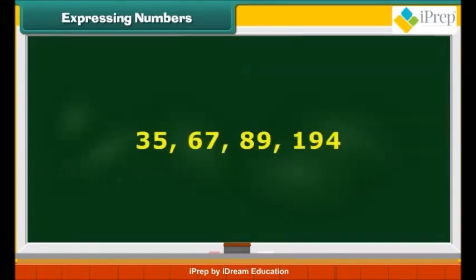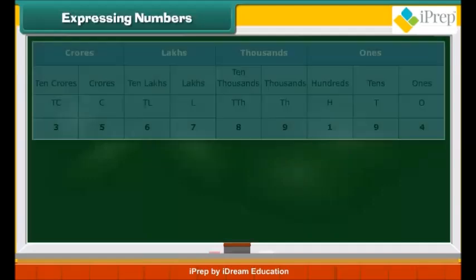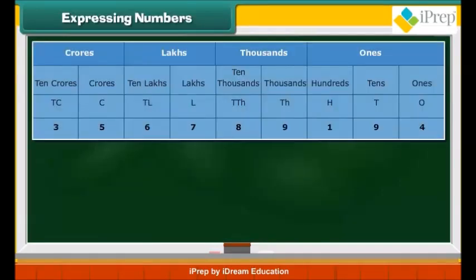Consider one more number, 35,67,89,194. It has 4 groups. Therefore, it belongs to the Indian system of numeration. Let us express it in expanded form. First, we arrange the number in the Indian place value chart.